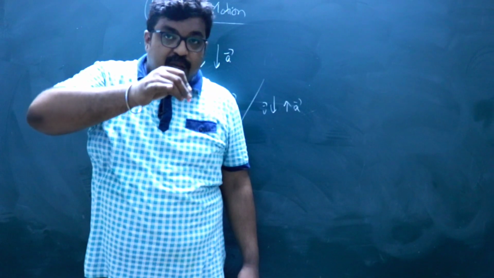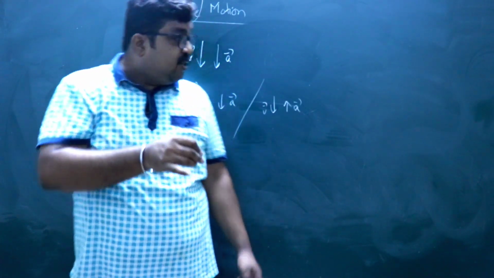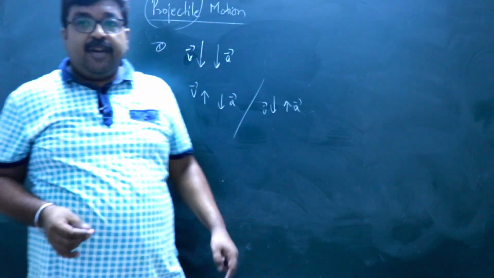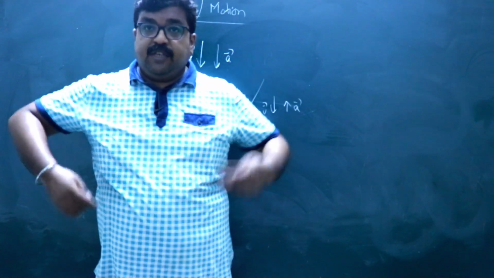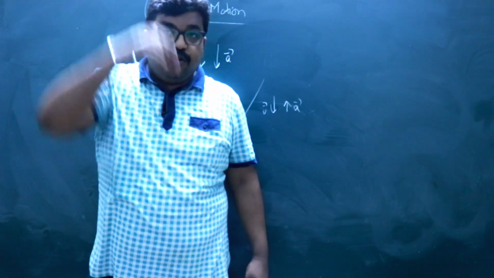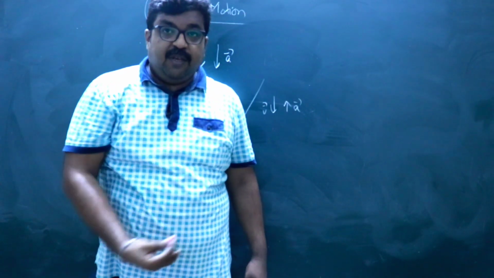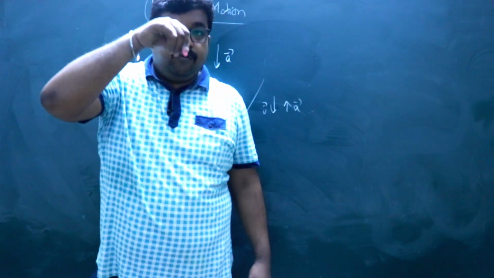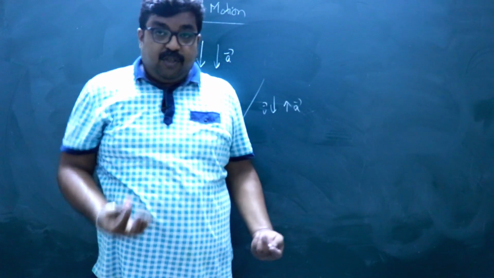Now when it is coming downward, velocity and acceleration, they are in the same direction. When velocity and acceleration are in the same direction, the velocity will increase. The object is said to be undergoing acceleration, so it is coming down with increasing velocity. So 0, 1, 2, 3, 4, 5, 5, 4, 3, 2, 1, 0, 1, 2, 3, 4, 5. So this is what happens.